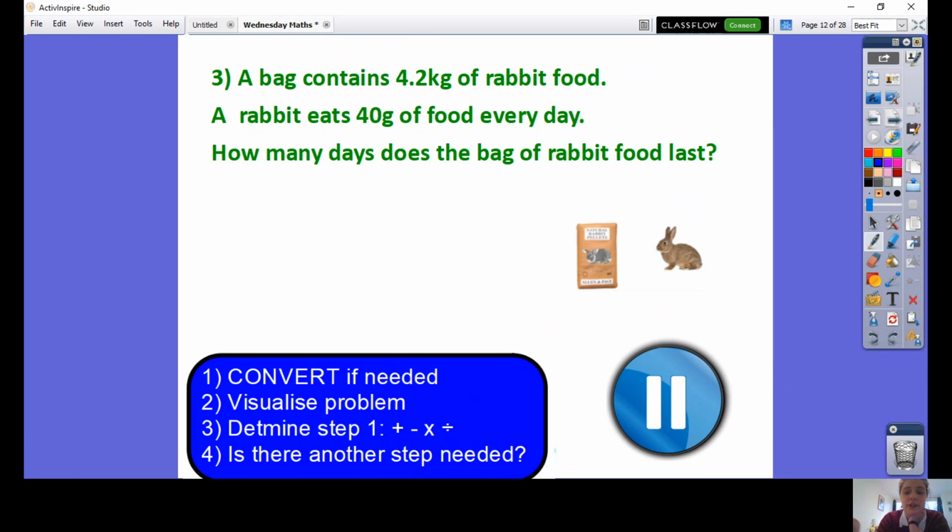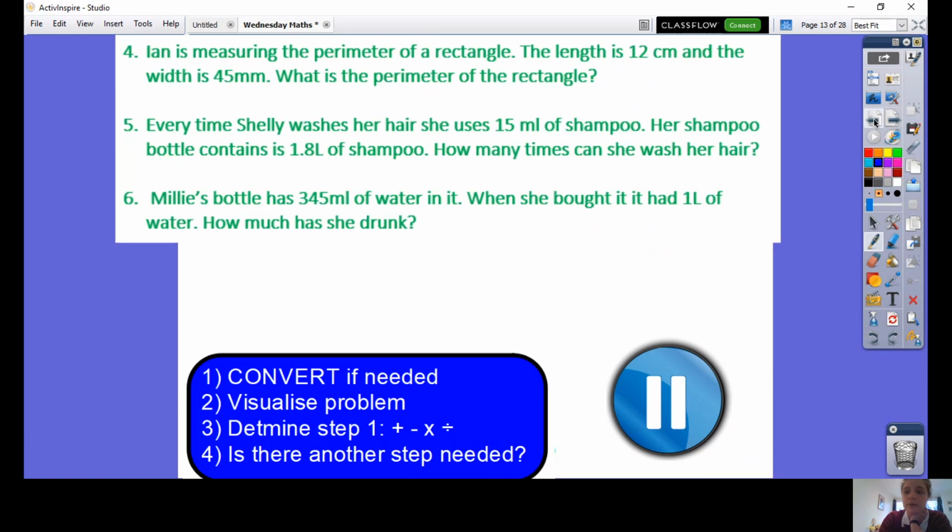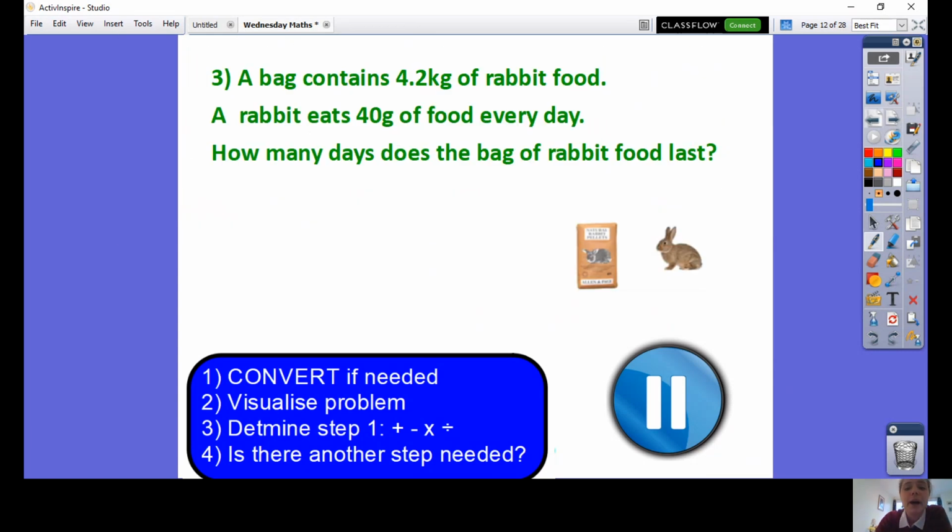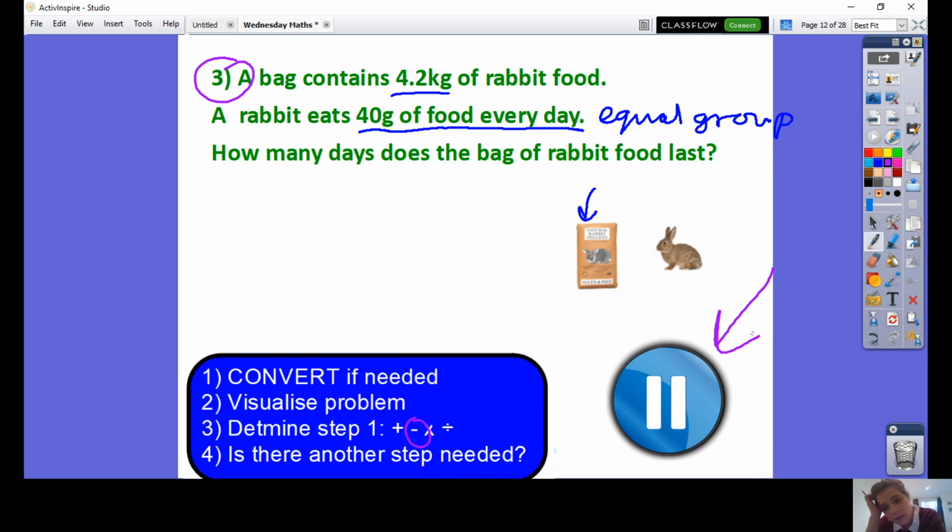You're going to have a go at a question now. Please, when I finish reading the question, answer this question on your piece of paper. A bag contains 4.2 kilograms of rabbit food. A rabbit eats 4 grams of food every day at an equal group. How many days does the bag of rabbit food last? So that's like taking away 40 grams every day. That's a very slow way of doing that calculation. Can you remember the other way to solve it? Please pause the video now and solve question 3 with all of your working out on your piece of paper.